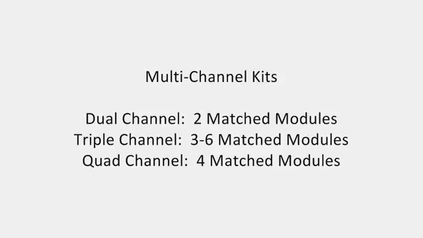However, if your board does support multi-channels, then you want to buy the multi-channel kit that will correspond with your motherboard to get the most performance and highest bandwidth possible. For example, if your motherboard supports dual channel memory, you want to buy a kit that has either 2 modules or 4 modules in a matched set.